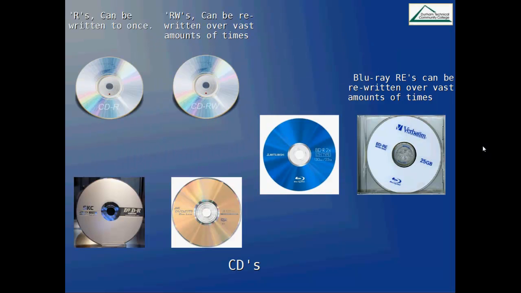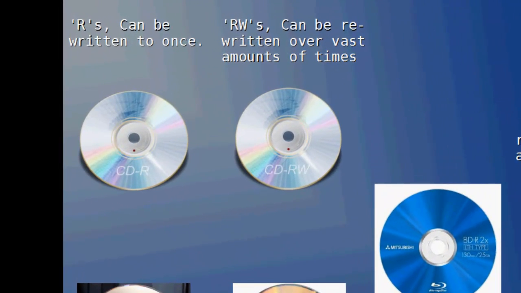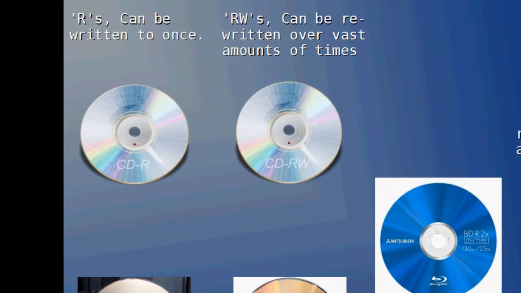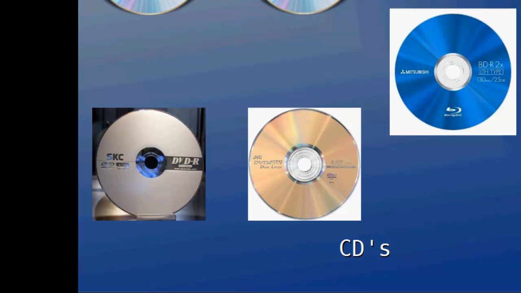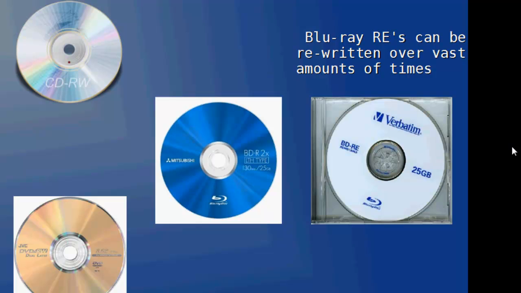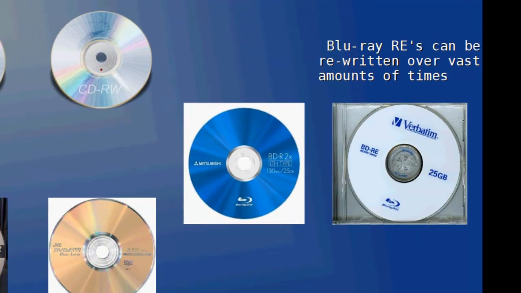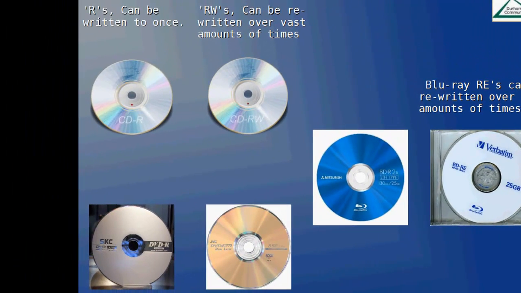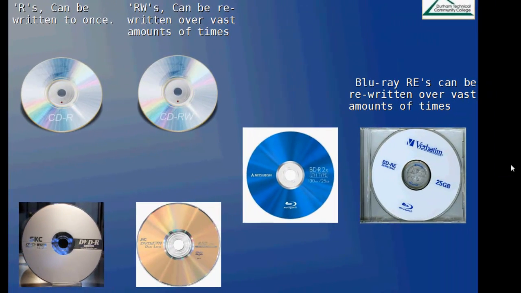Now there are different types, and I should say disks. There's the CD-R, CD-RW, DVD-R, DVD-RW, BD-R, and BD-RE. CDs and DVDs are rather old mediums of storage on the market, and those are well known. BD is Blu-ray discs, and those are fairly new to the market.